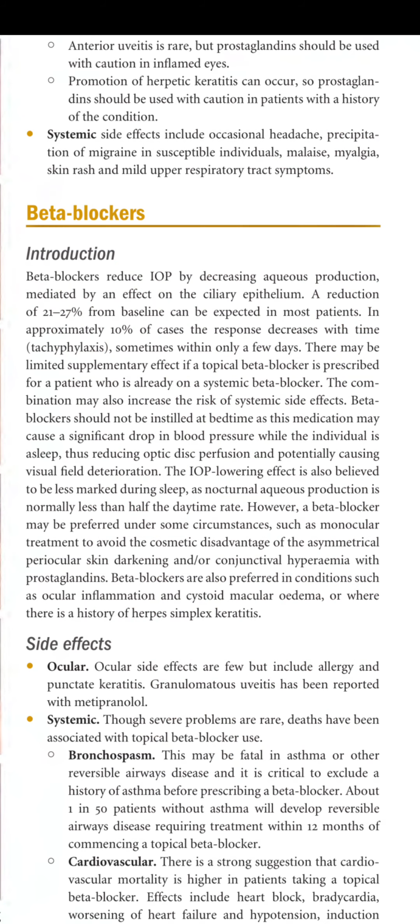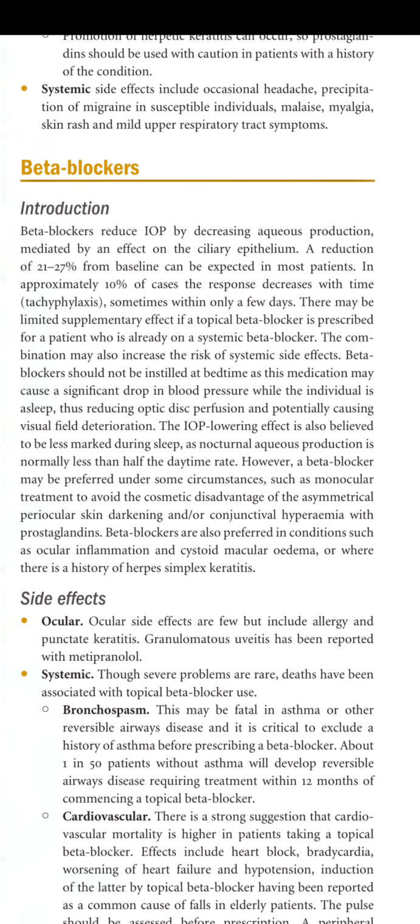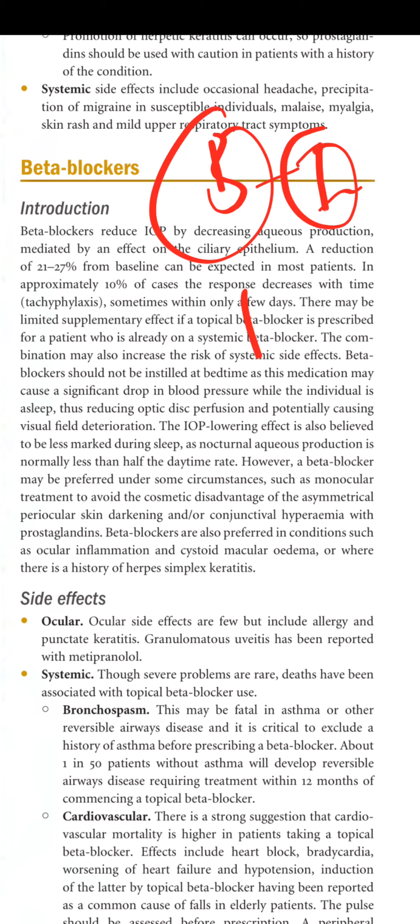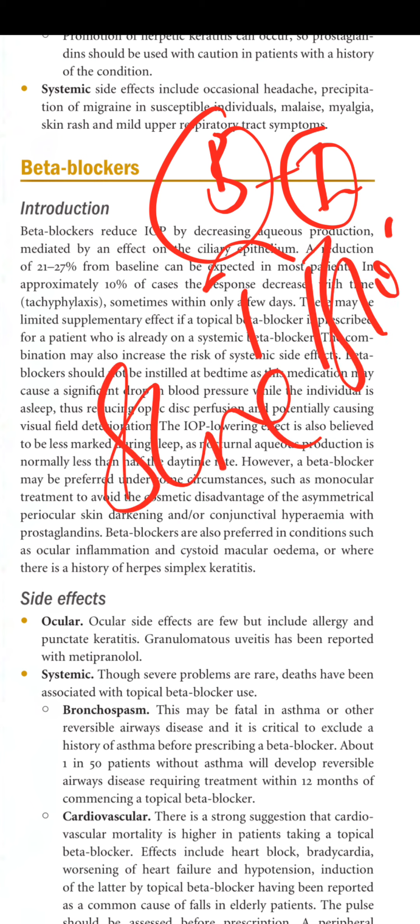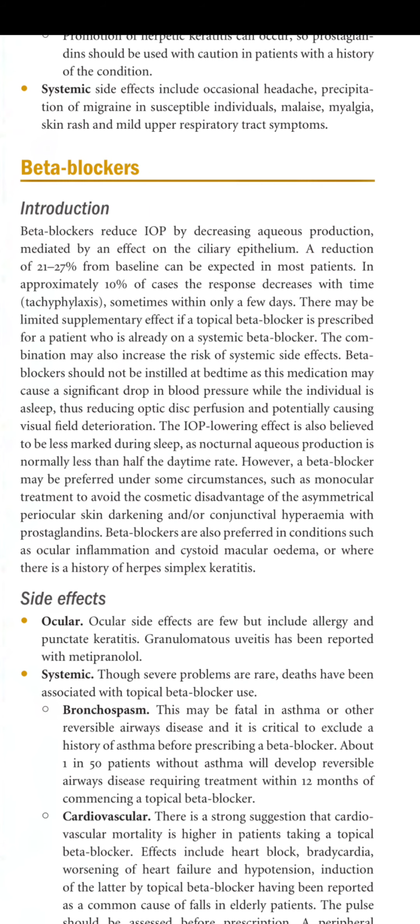Beta blockers. Beta blockers can be the first or the second line of treatment. Beta blockers reduce IOP by decreasing aqueous production. So you know that stimulation of beta receptors increases the secretion of the aqueous humor. So a beta blocker is used to decrease the secretion of the aqueous humor.